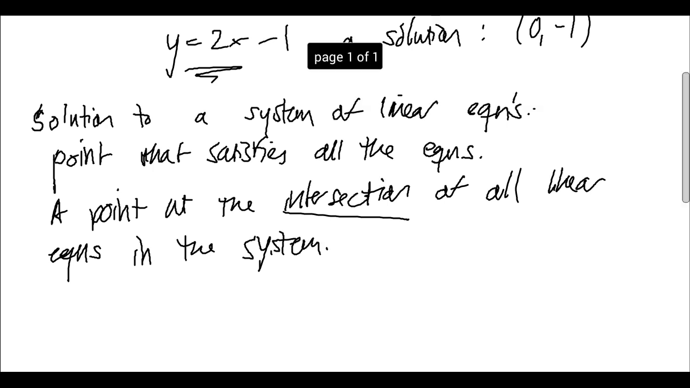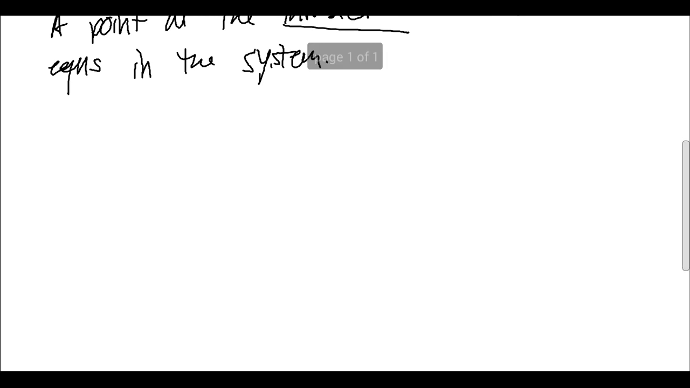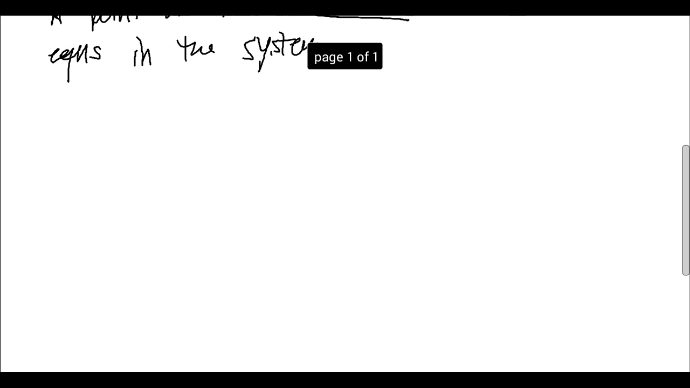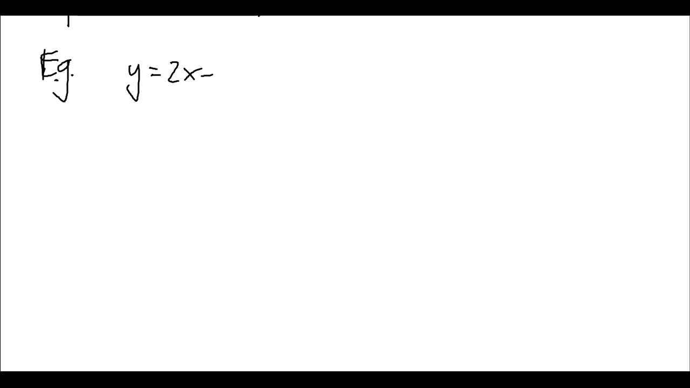Okay, so when somebody is asking you for the point of intersection between two lines, they're really asking you about the solution to a system of linear equations. Let's see an example. Let's continue using our y equals 2x minus 1. And let me also use this other guy, y equals -x plus 5.